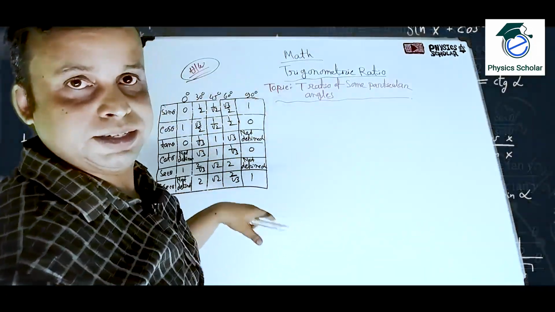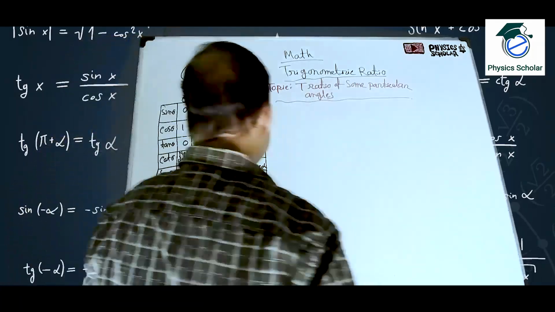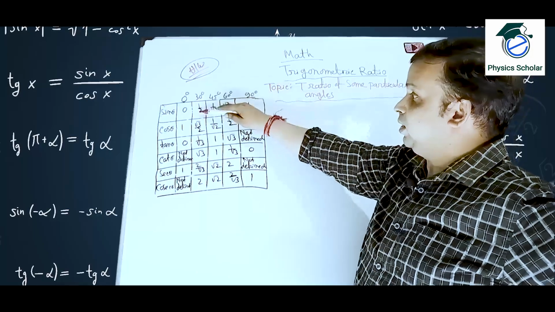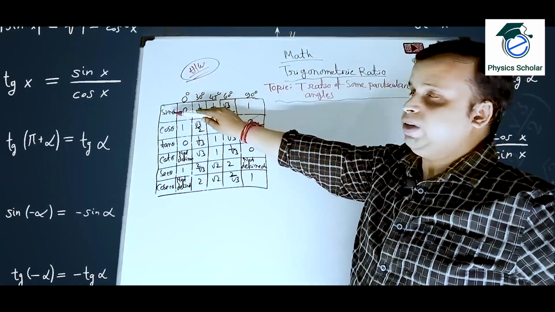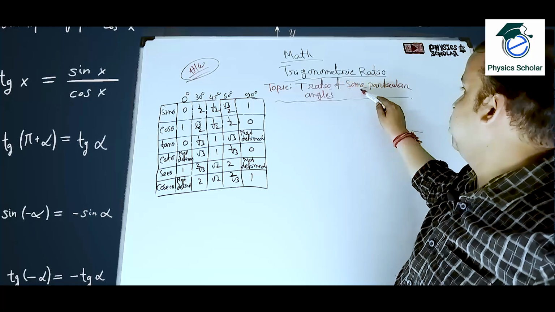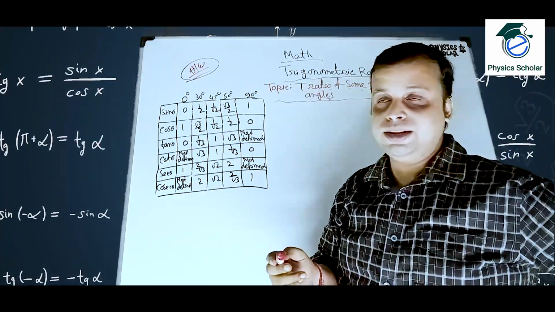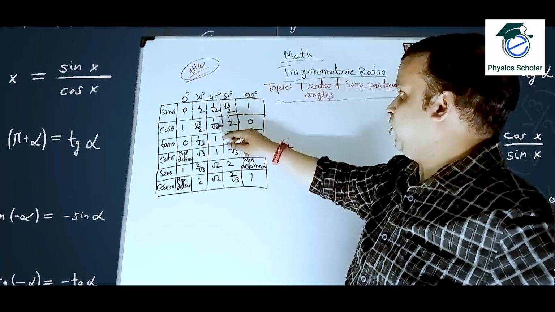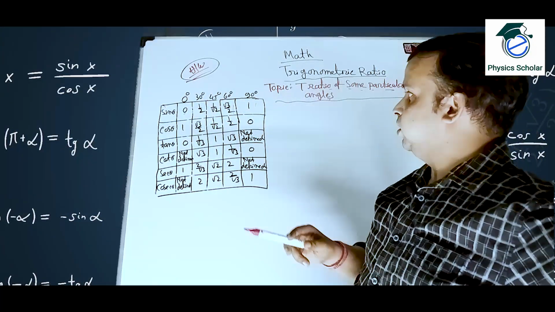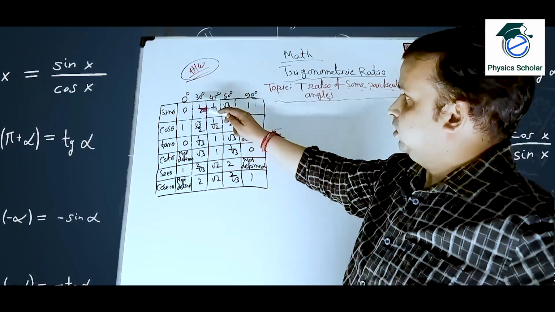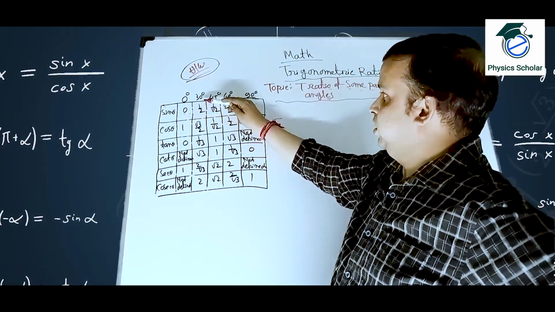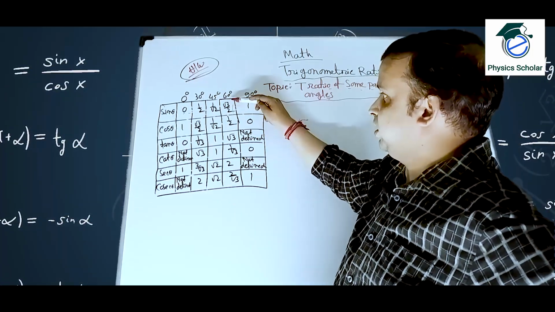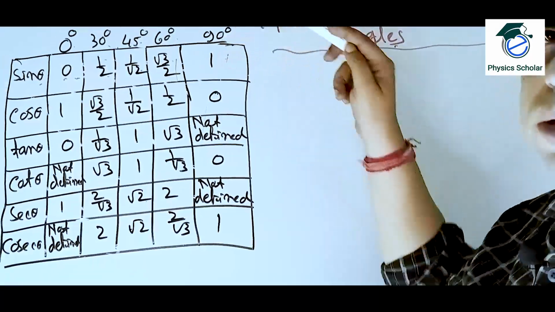Students, this is a chart. Clear? So you can copy this chart. So here the value of some angles of trigonometric functions. So that's why it is T ratio of some particular angles. It is given the topic. So sine 0 degree, it is 0 degree, it is 30 degree, it is 45, it is 60, it is 90. Clear? So now the thing is that sine 0 degree value is 0, sine 30 degree is half, sine 45 degree is 1 by root 2, sine 60 degree is root 3 by 2, sine 90 degree is 1.